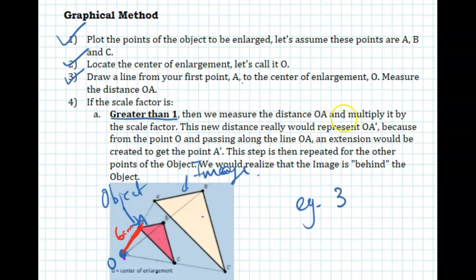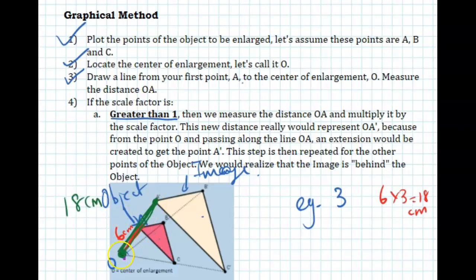Right? Now, what I'm going to do is multiply that distance by the scale factor. So say my scale factor is 3. I'm going to take that 6 and multiply by 3 and I'm going to get 18. Now, 18 centimeters is a new distance. But that is actually going to be the distance from O here to my new point, which is OA'. So it's actually going to extend passing through A and going further out. And this green line here, guys, is going to be 18 centimeters.